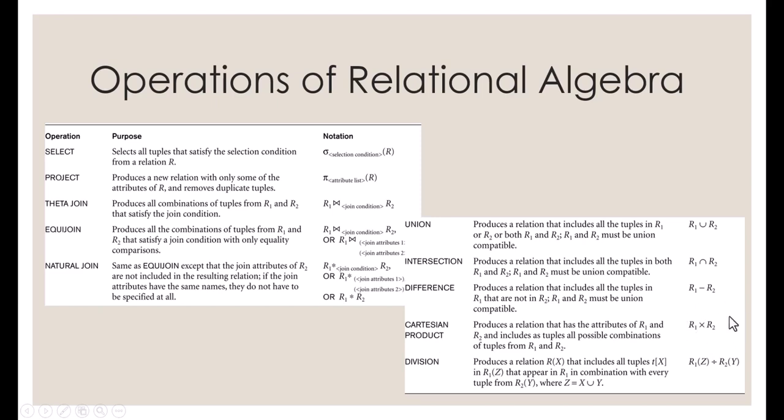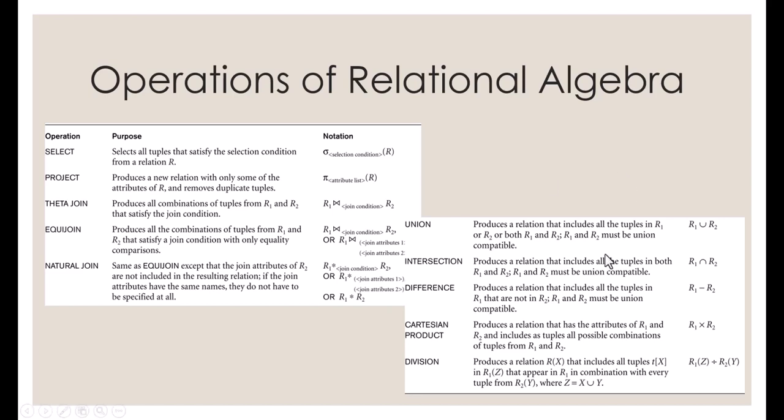Then we talked about Cartesian product, where we're taking every single possible combination of R1 and R2. This would not really be useful just by itself. You would probably have to add a predicate, like a condition to set something equal to each other. And then we just talked about division. Whenever you see the keyword all or every, you will use division.